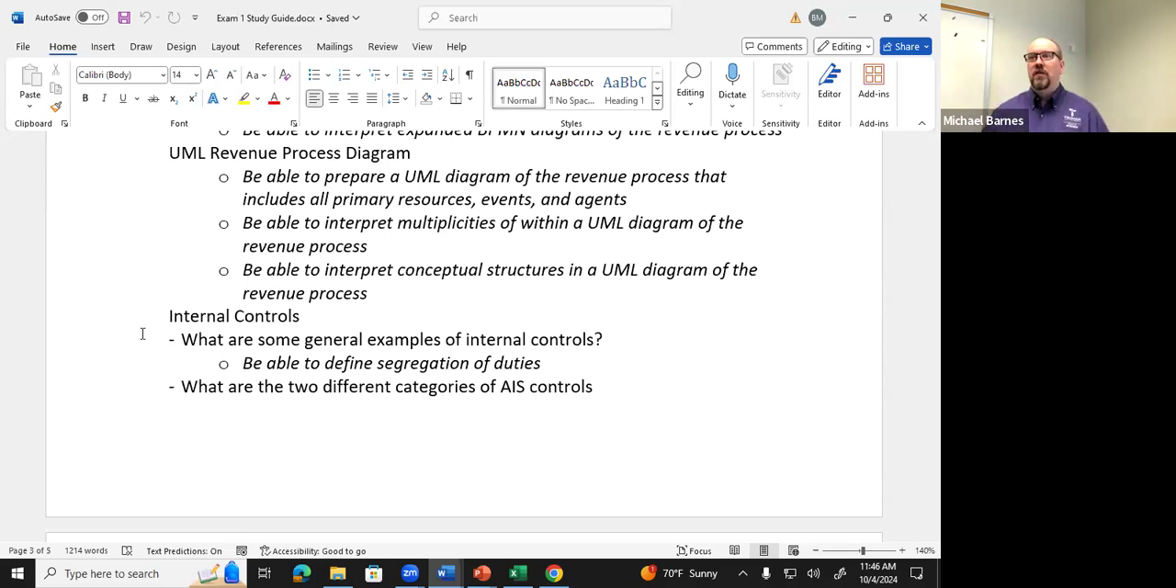As you're studying, look for some examples that we've talked about over the course of the semester so far. There were actually multiple times we talked specifically about segregation of duties. You should be able to identify when a segregation of duties control exists, okay? So those are going to be the 2 primary focus areas for controls. Understanding the difference between access and application controls and understanding segregation of duties.